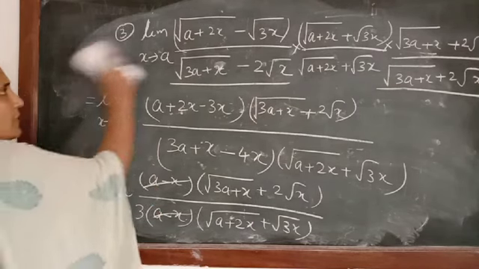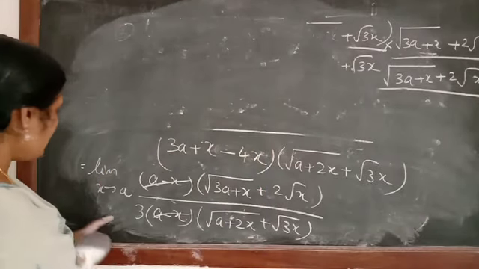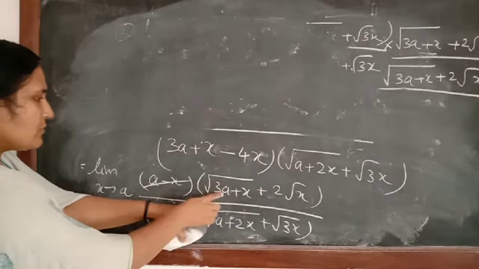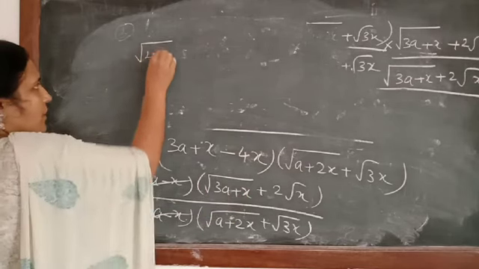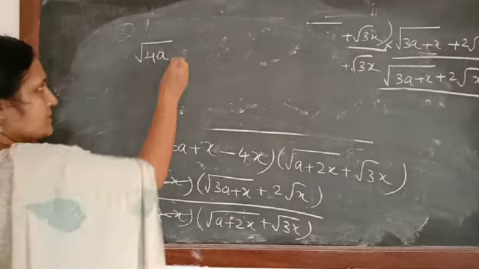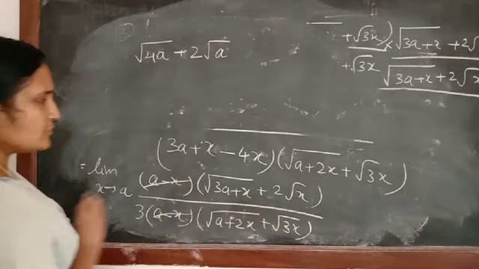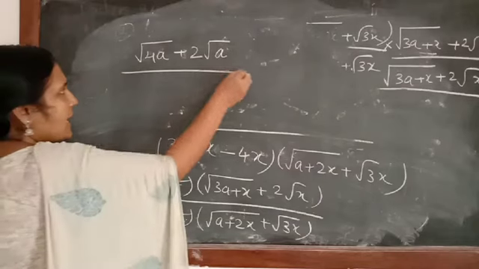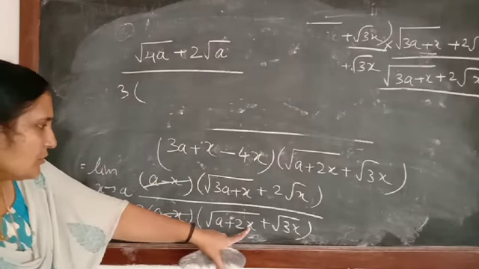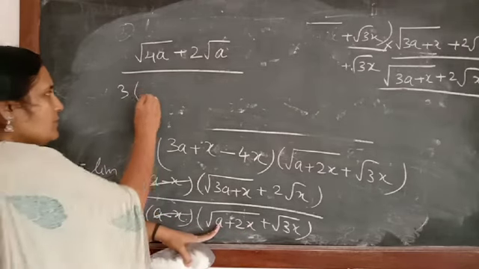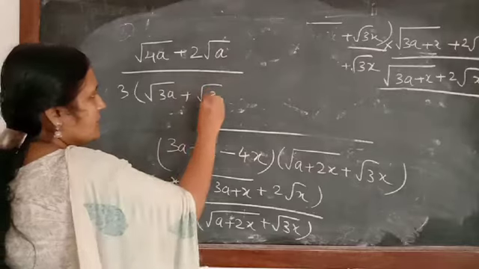Now what we will do? Yes, in place of x we will substitute the value. So it will be equal to square root of 3a plus a. So we will get here square root of 4a plus 2 into, in place of x we are substituting a, so 2 into root a, by 3 into here a plus 2a. So that will be equal to root 3a plus here root 3a.